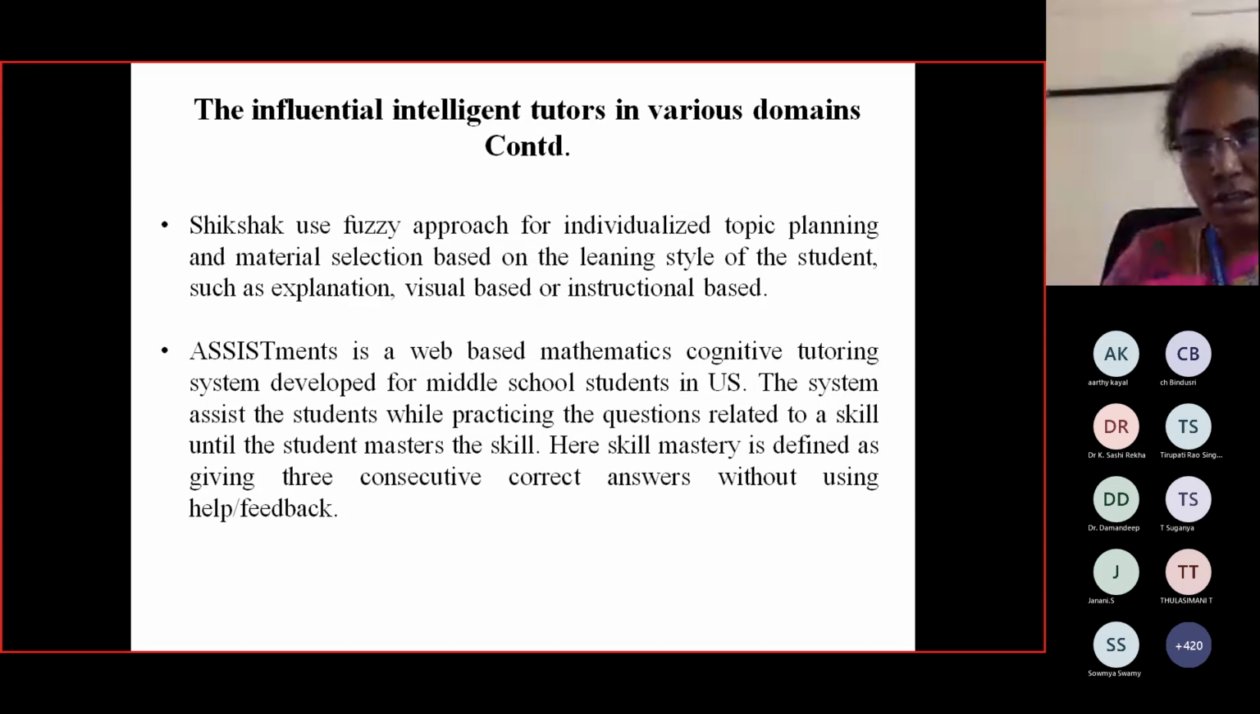Another intelligent tutoring system is ASSISTments. It's a web-based mathematical tutoring system, and it is an open source tutoring system. The data generated from this is available publicly, so that researchers can investigate and understand the learning process of the student. It is mainly for tutoring mathematics problems to high school students. According to this system, the problems are presented to the students, and if a student answers 3 subsequent questions correctly, then it is understood that the student has mastered the skill. Next, sir.